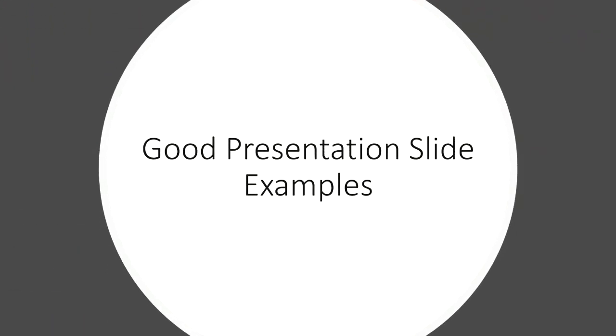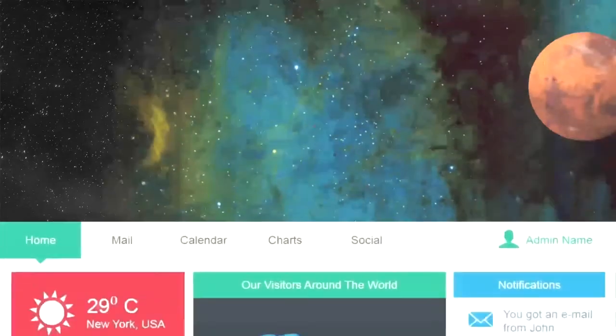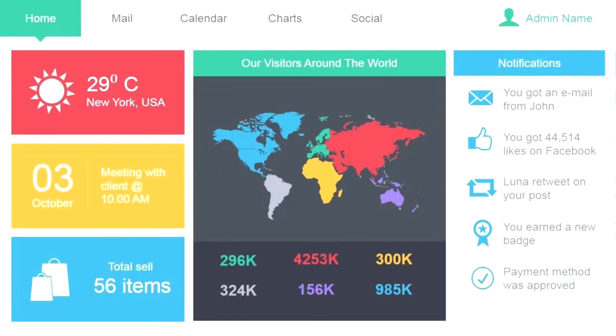Okay, good presentation slide examples. This is a very good example of an e-poster. Even though there's so much information going on in one slide, it is still not cluttered. Meaning that it is aligned beautifully. You have it centered here, and even the size of the boxes is neat and symmetrical.